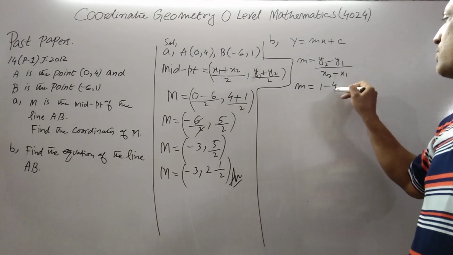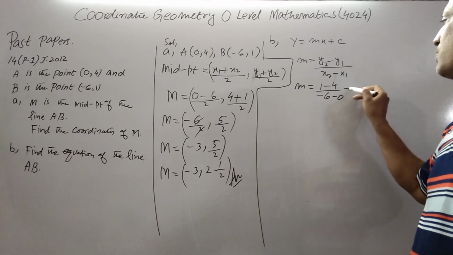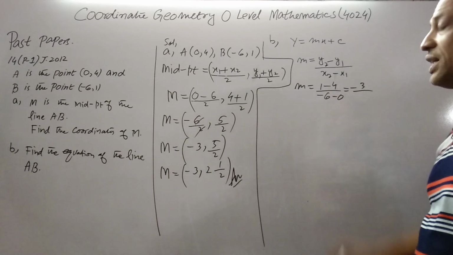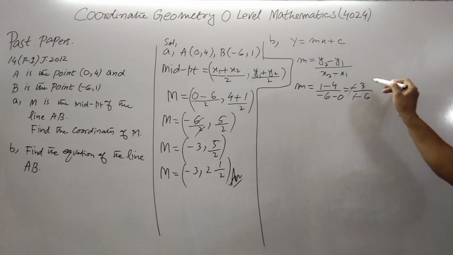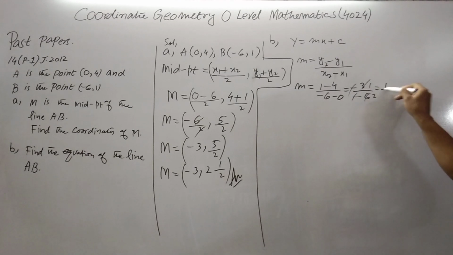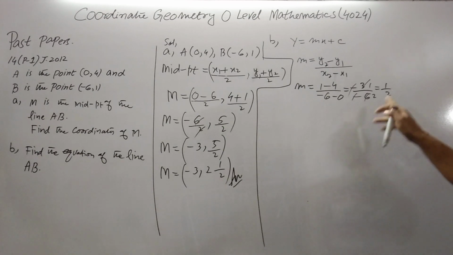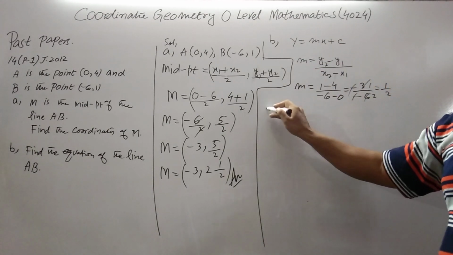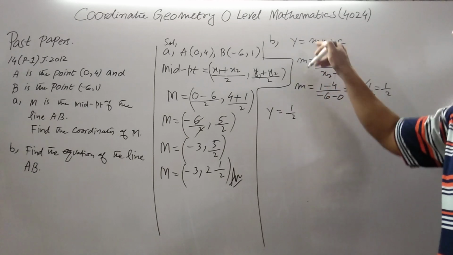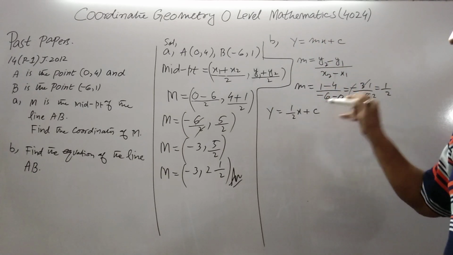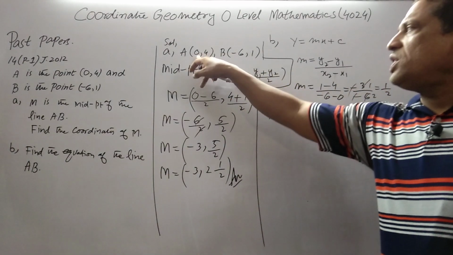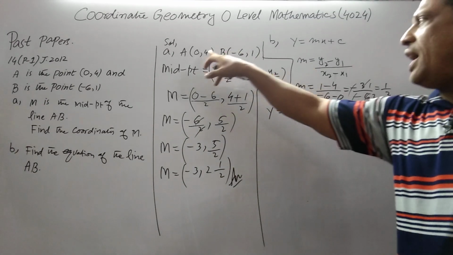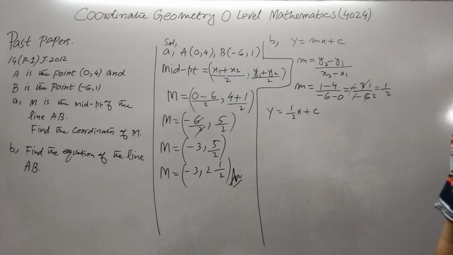So y2 minus y1 over x2 minus x1: 1 minus 4 is minus 3, minus 6 minus 0 is minus 6, minus cancel 2, minus 3 1s are 3, 3 2s are 6, the answer is 1 over 2. This is the gradient. Now put the gradient value 1 upon 2 in the equation. Y equals 1 over 2 x plus c. Now the second thing, to find the value of c, take any one of these 2 points and satisfy it in this equation to get the value of c.